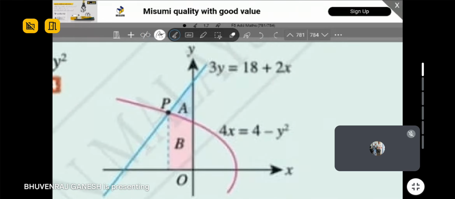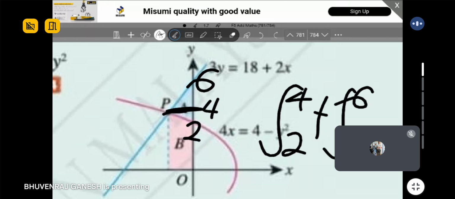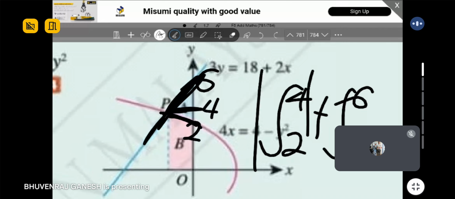And whenever you have negative area, right guys, it's better to separate the integration. Okay, mungkin akan ada orang buat macam ni. Kami secara terus. Jangan. Okay, you separate the integration. 2 to 4, 4 to 6. Okay, because you have two different equation. Satu adalah persamaan lengkung, satu adalah persamaan garis lurus. So you must separate the integration sign and add modulus to both of it.